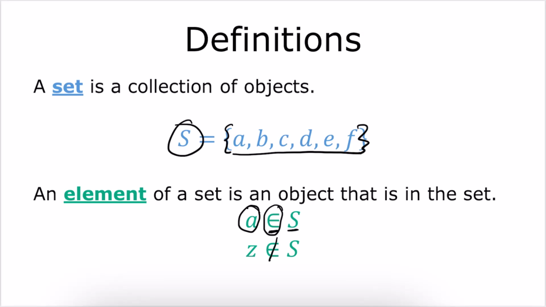And you don't necessarily have to name your set. You could also write this as A is an element of the set A, B, C, D, E, and F, like this. That would also be accurate. But sometimes we will name sets just so that they're not as long to write, essentially.